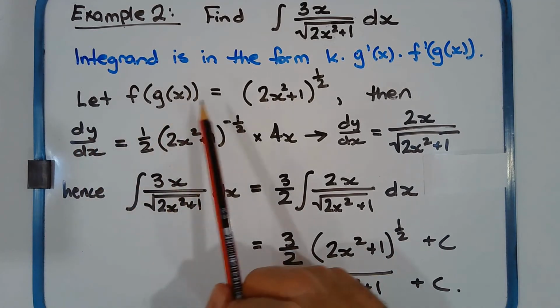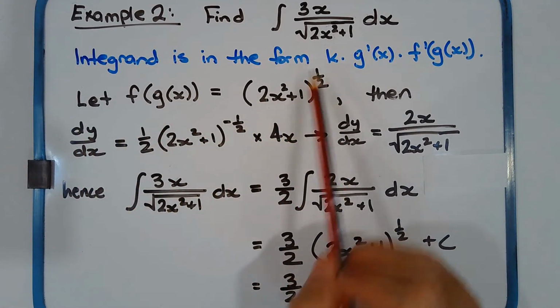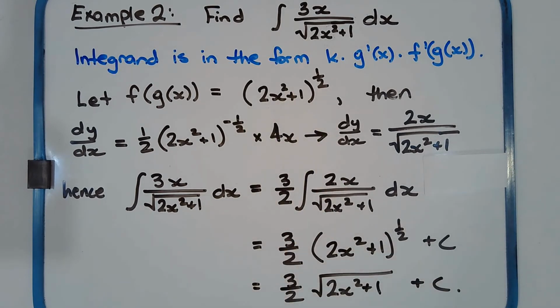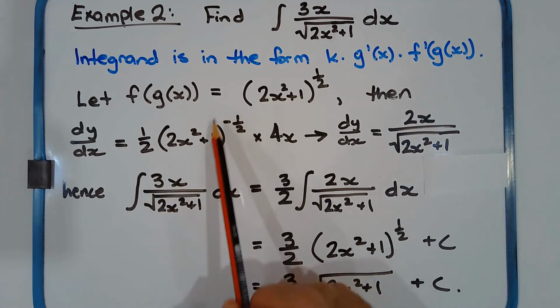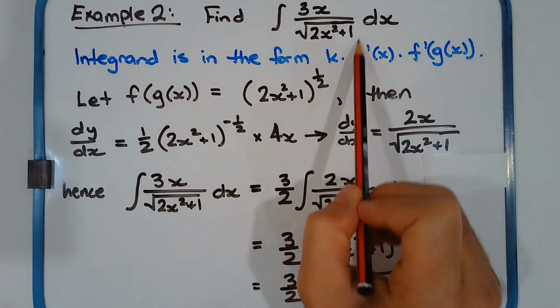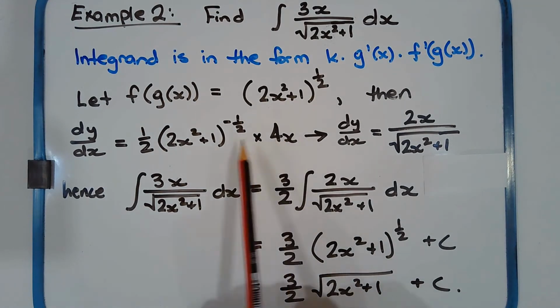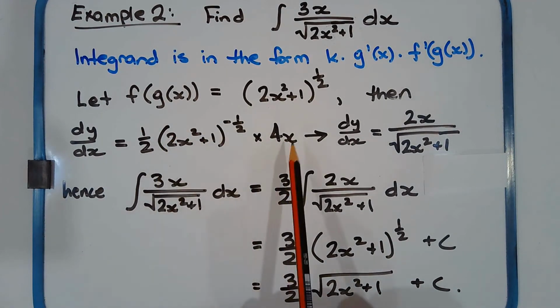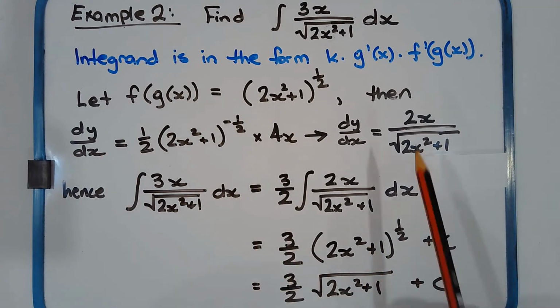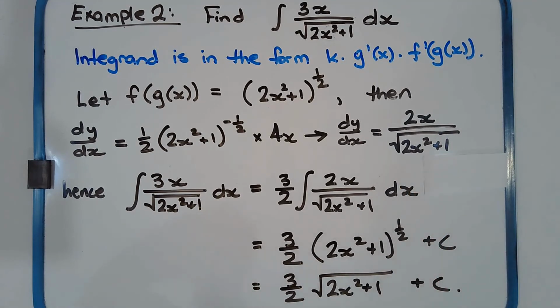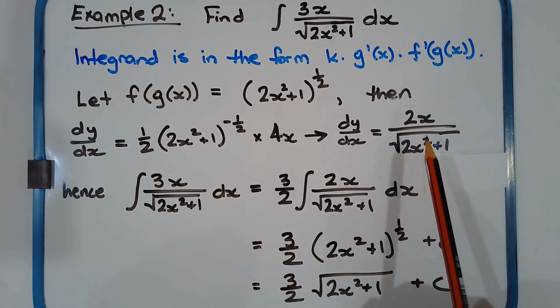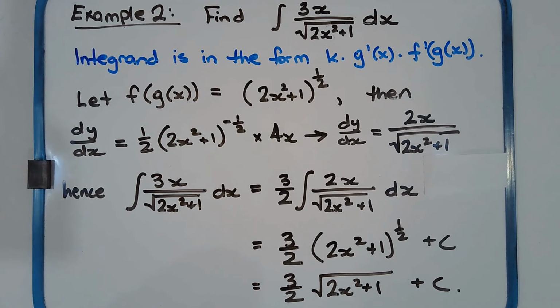So let f of g of x equal 2x squared plus 1 to the power of half. So it's a composite function. Then dy dx by the chain rule is equal to half times 2x squared plus 1 to the power of negative half. Notice that that's where this denominator comes from. Multiplied by the derivative of the inside function, so multiplied by 4x. Simplifying all that, we get dy dx is equal to 2x over the square root of 2x squared plus 1. And notice that that resembles the integrand.